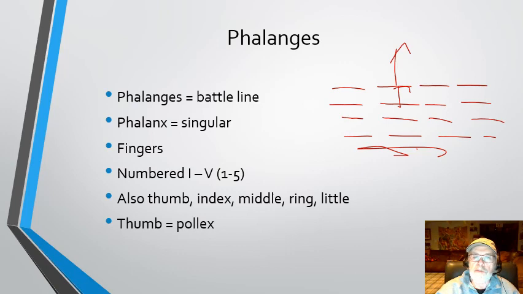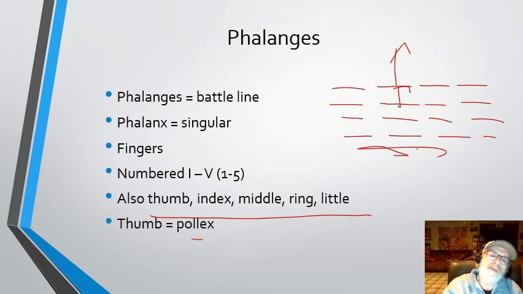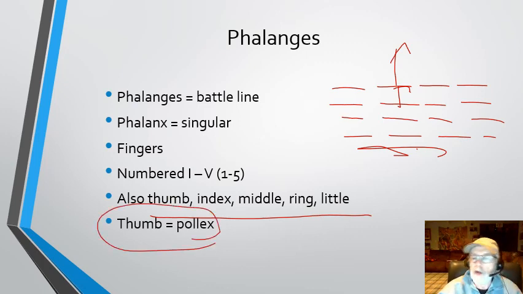But the phalanges are basically the fingers. And basically the fingers are numbered 1, 2, 3, 4, 5. Thumb would be 1, little finger 5. Or the proper thing is thumb, index, middle, ring, and little. That's the appropriate medical term. Also, another name for the thumb is pollex. So if you see pollex somewhere, or a lot of times the muscles that go to the thumb will be pollicis something, pollex or pollicis means thumb.